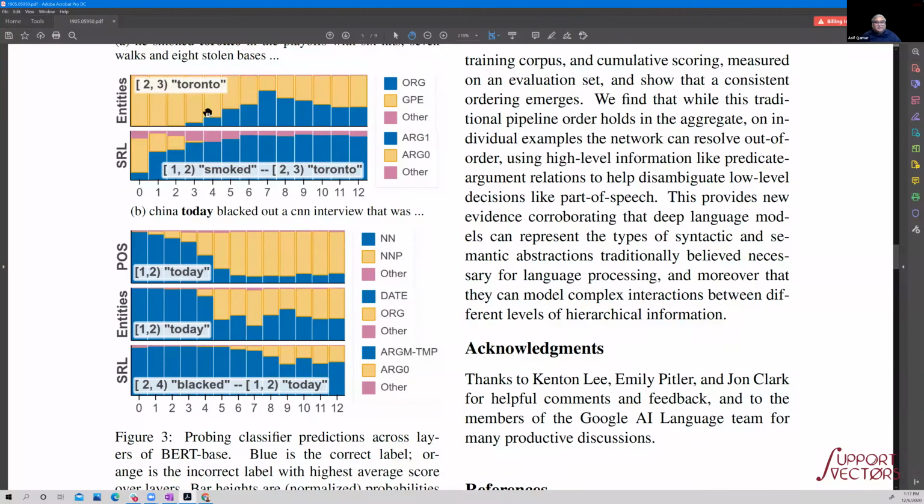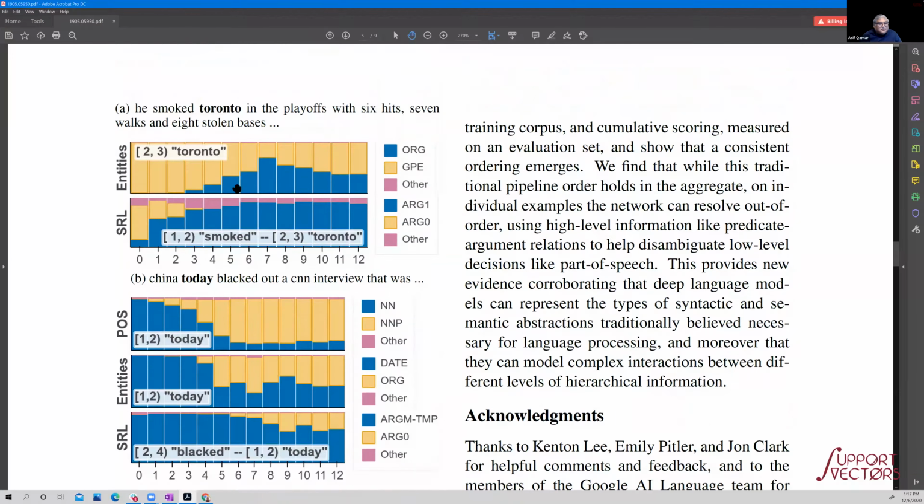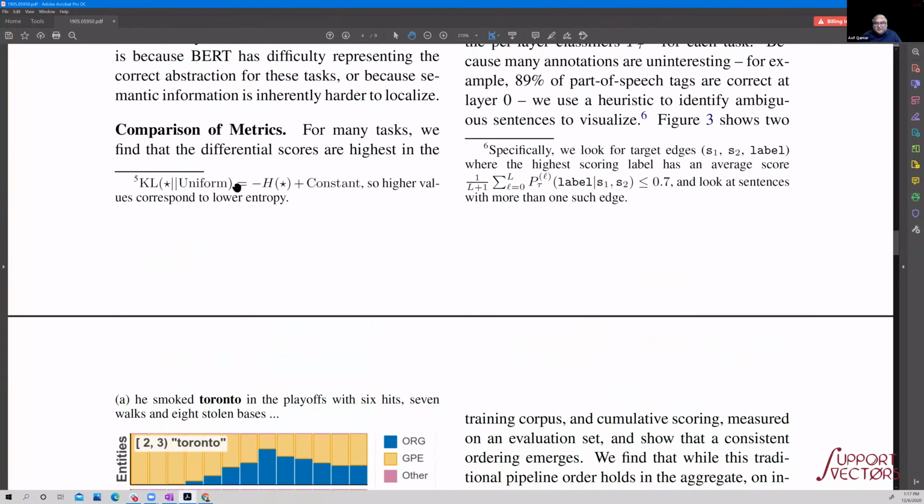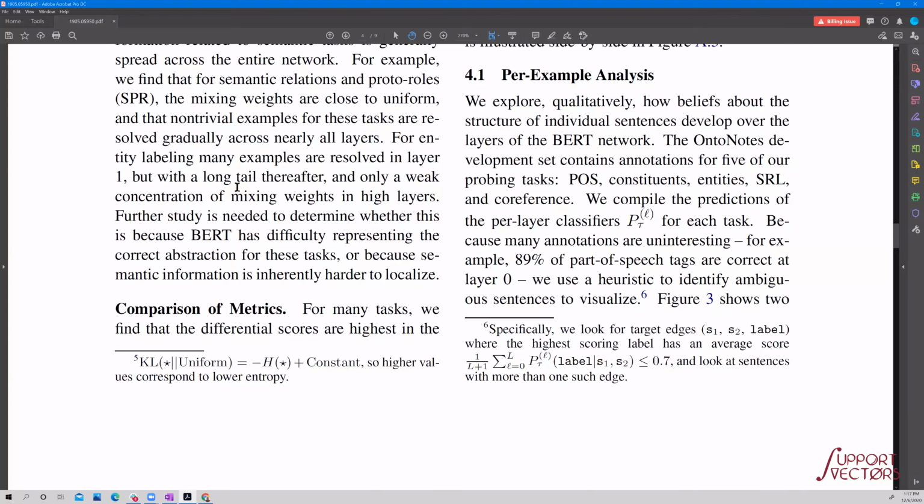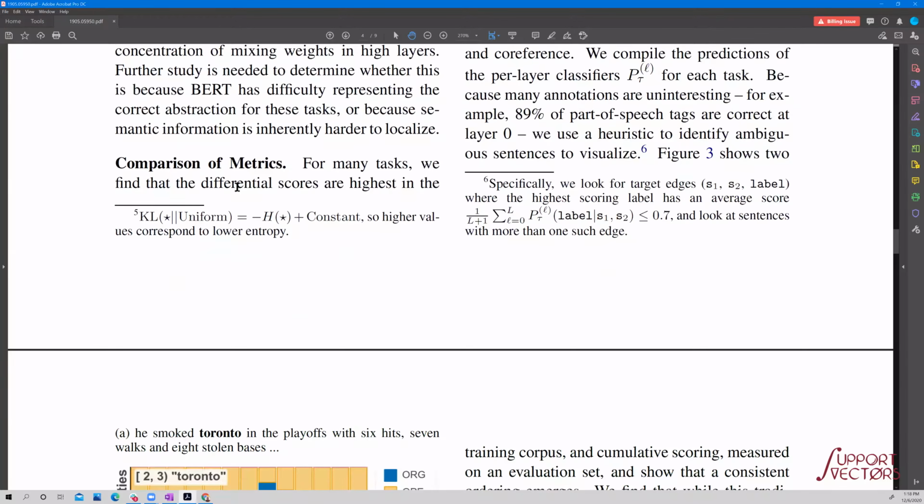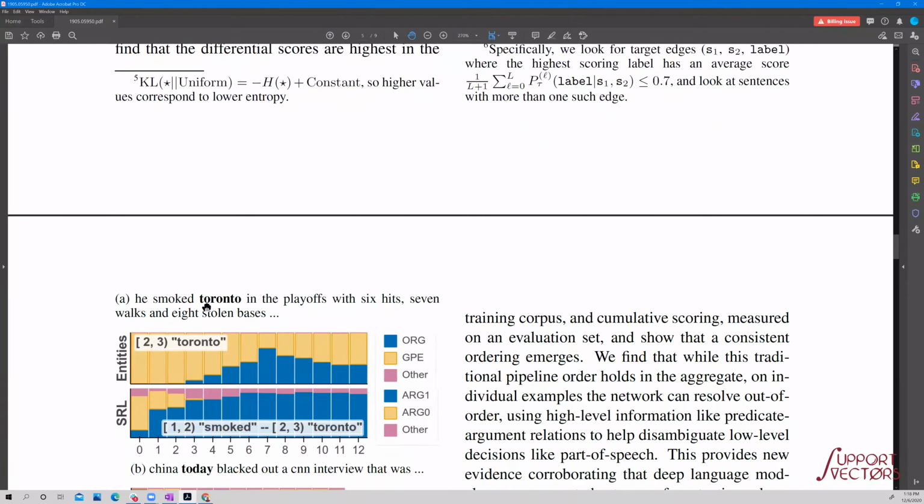Actually, this Toronto example is cleaner. The sentence was, what was the sentence? It's a very specific sentence in the beginning of that page. He smoked Toronto in the playoffs. So if you look at it, it's a deliberately deceiving sentence. You're trying to see how the transformer will recognize it correctly. A naive approach would have just tagged Toronto as a city and stopped at it.